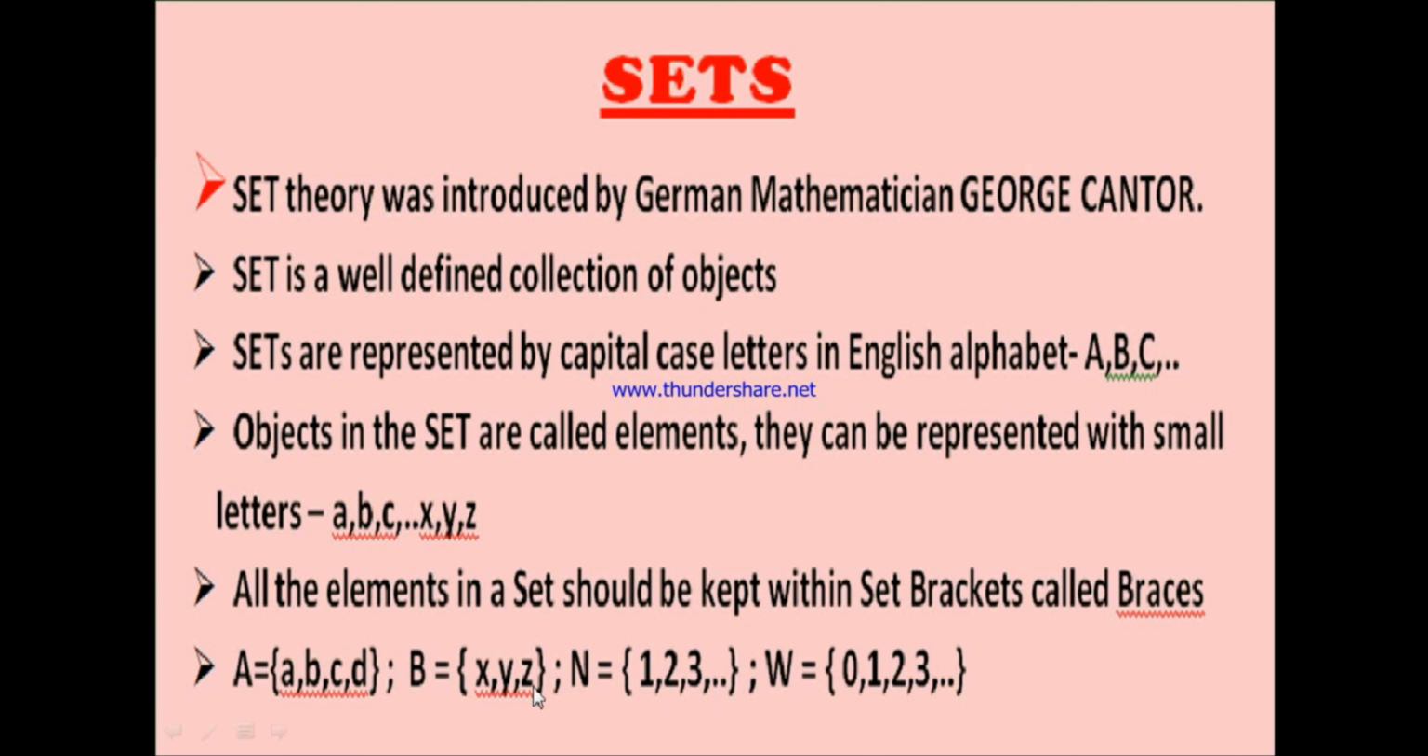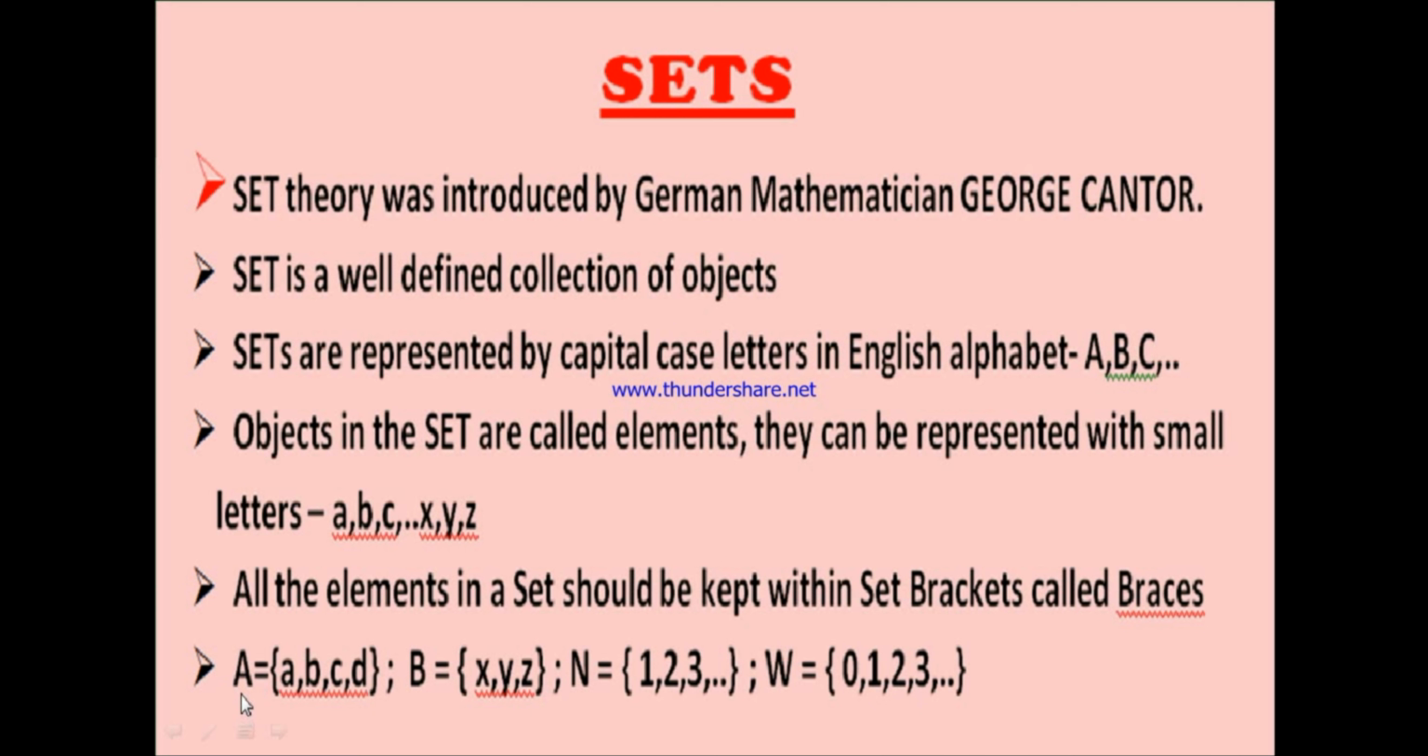These are the examples of the sets. You can observe that the sets are represented by capital case letters or uppercase letters in the English alphabet: capital A, capital B, capital N, capital W. And the elements of the set may be represented with small case letters: small a, small b, small c, small d, or small x, small y, small z. And of course, with respect to numbers, there is no problem.